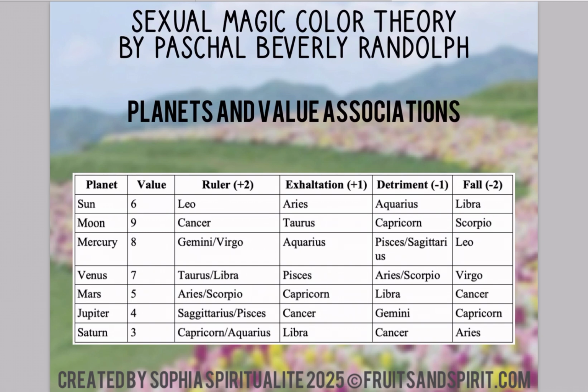The ruler is Leo. Okay, but it's exalted in Aries. Why? Because Aries is also a fire sign. Its detriment is Aquarius because it's an inconjunct point, and its fall is in Libra. It has to do with where Leo is and how it's related to Libra. That's how all of these are, okay?